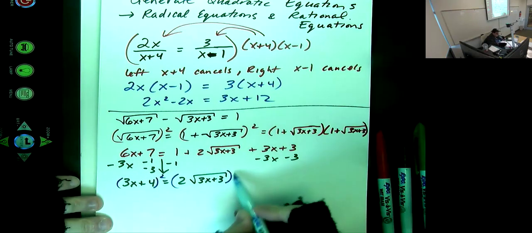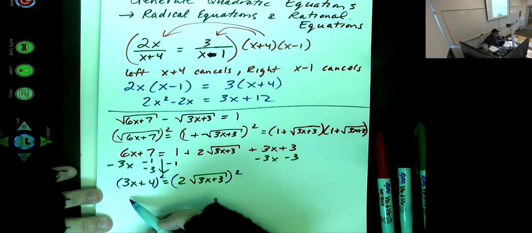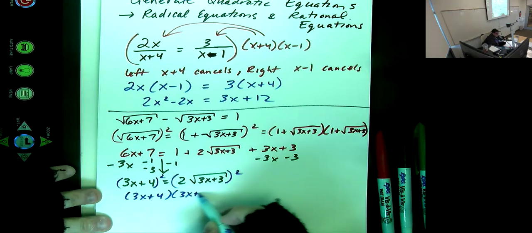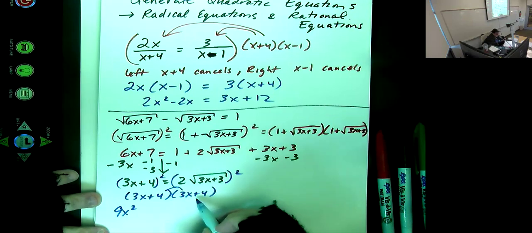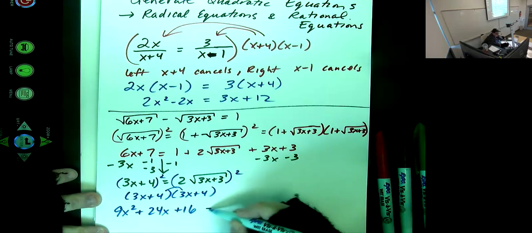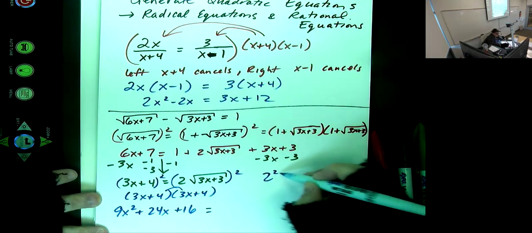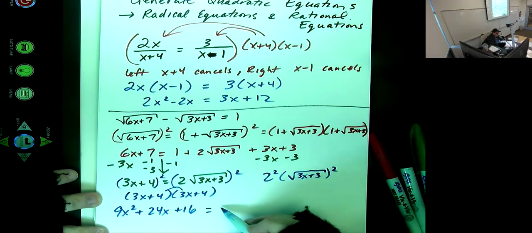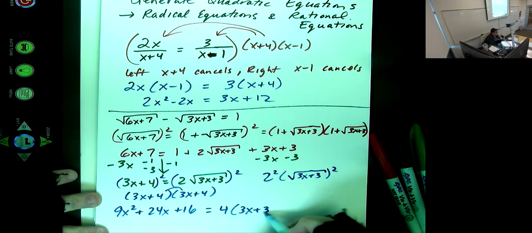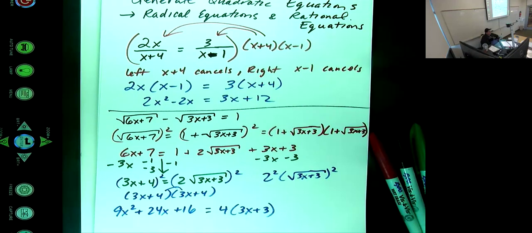If I square both sides here, this is 3x plus 4 times 3x plus 4 on the left. That looks like 9x squared. I get a 12x and another 12x is 24x, plus 16. On the right side, the 2 gets squared and the square root gets squared. So I get 4 times 3x plus 3. And now we can see we have an x squared, we got a quadratic equation again. So we didn't start with quadratics, but we ended with quadratic.